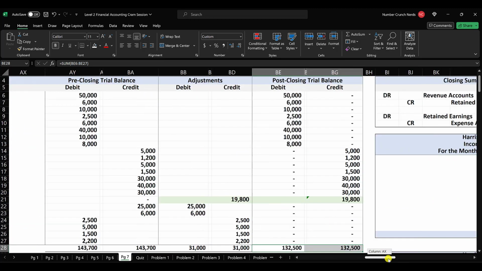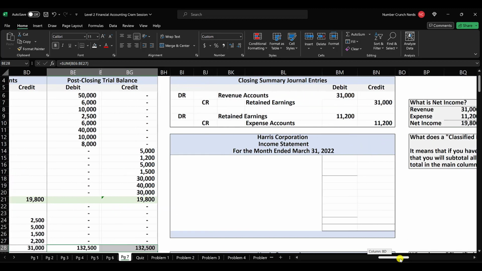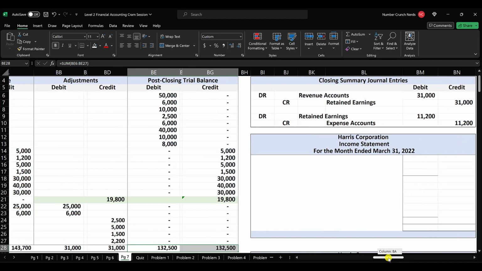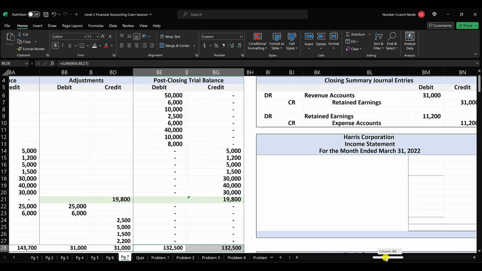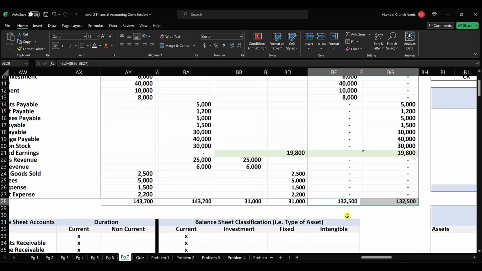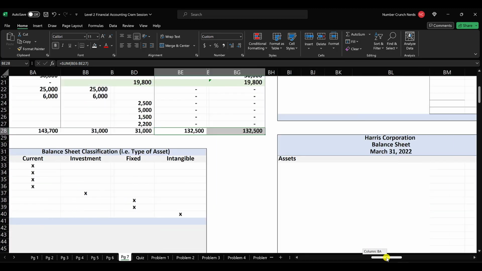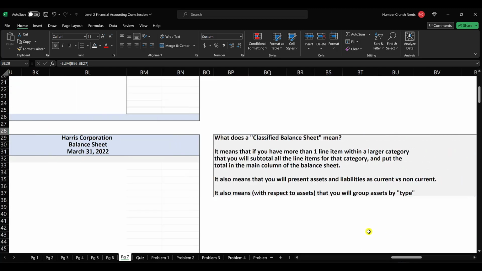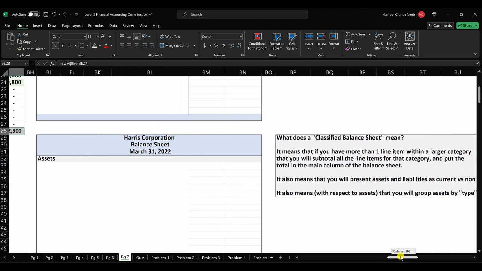We're doing well here. All right, the last thing that we need to do then is prepare the income statement and balance sheet. We have our closing entries were done. Pre and post-close trial balance were done. All we have to do is prepare the two financial statements. So we were asked to prepare a classified income statement and a classified balance sheet.